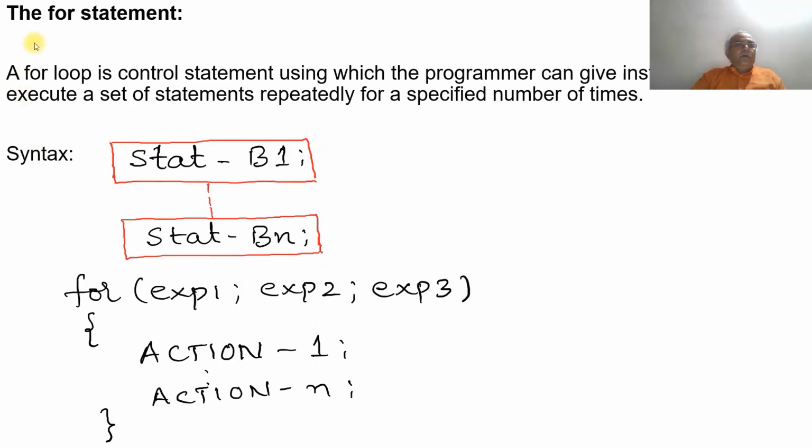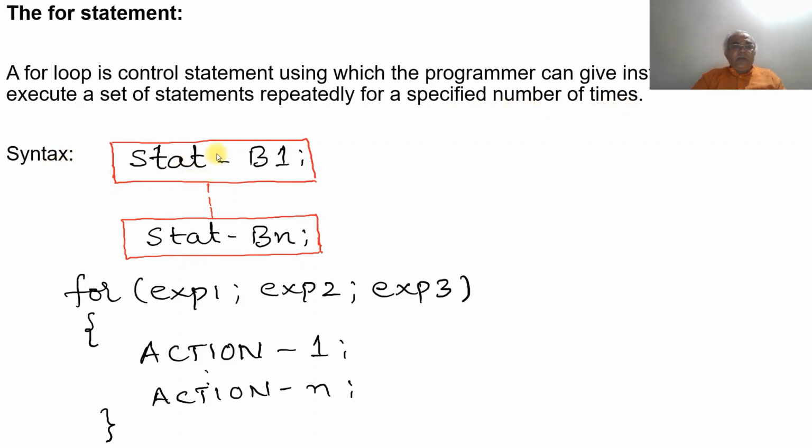Now, in this video, we're going to discuss the for statement. A for loop is a control statement using which the programmer can give instructions to execute a set of statements repeatedly for a specified number of times.